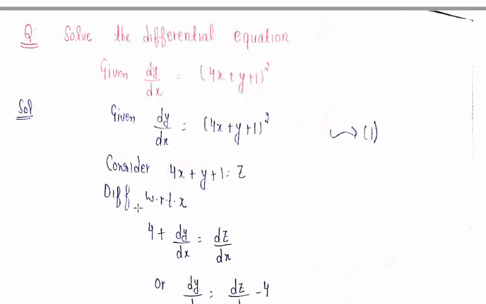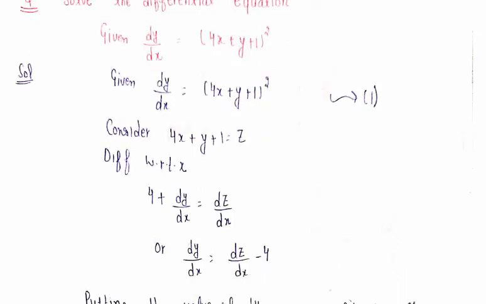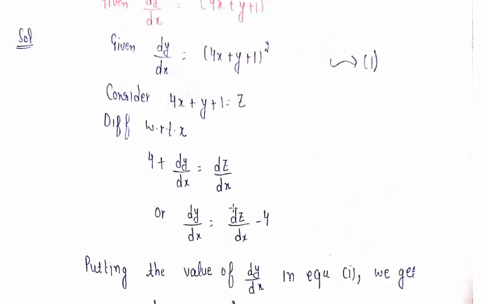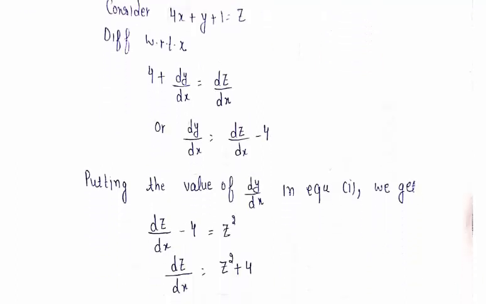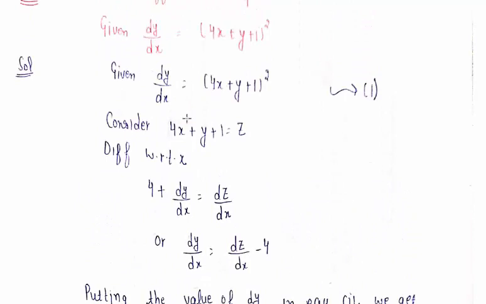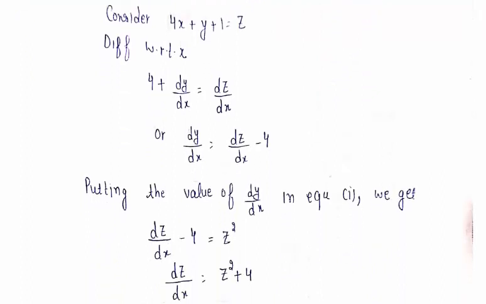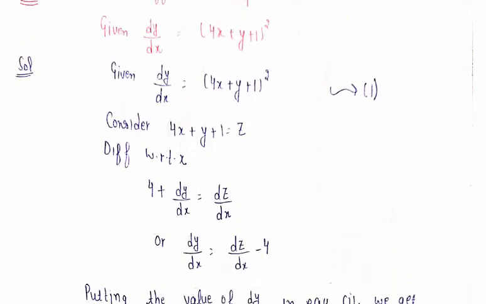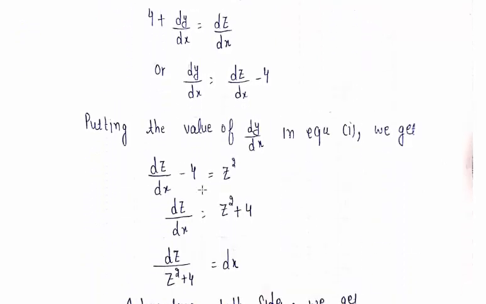After putting this factor equal to z, we differentiate both sides with respect to x. 4 plus dy over dx equals dz over dx. So our dy over dx equals dz over dx minus 4. After finding the value of dy over dx, we can substitute it here. The value of dy over dx is dz over dx minus 4 and this term equals z, so this term equals z square. After writing that, we shift this minus 4 to the right hand side, and it becomes plus 4.